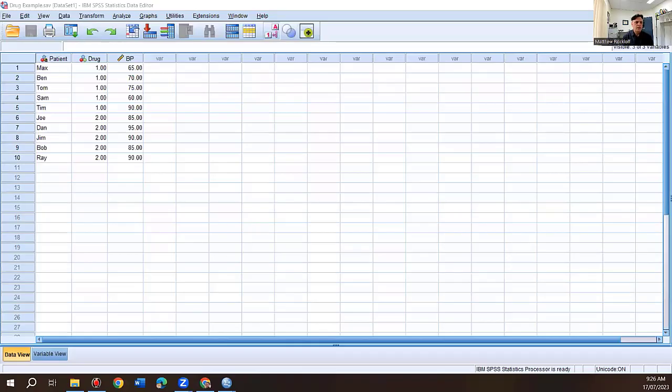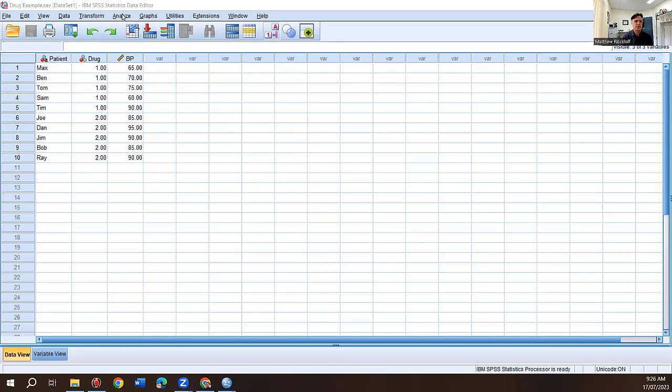Let's say a drug company wants to know if drug 1 or drug 2 is better at controlling diastolic blood pressure. The company chooses 10 people with equally high blood pressure and measures BP after a month on either drug 1 or drug 2. Here's our example in SPSS. We have 3 columns: the patient name in the first column, drug in the second column, and blood pressure. Here we're using diastolic blood pressure just for simplicity.